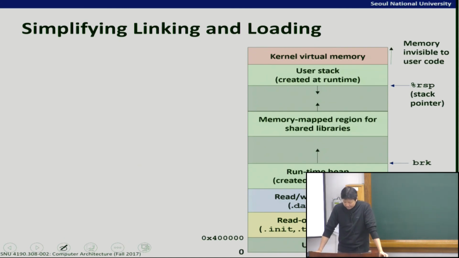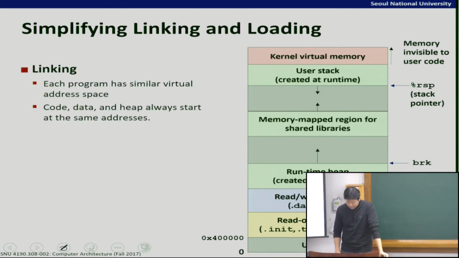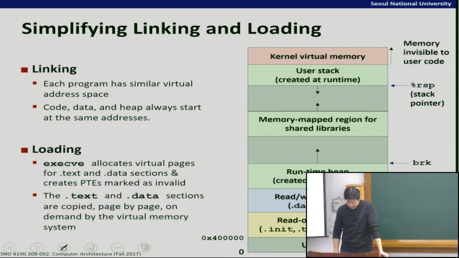Also, simplifying linking and loading. I already explained this part a little bit, because all these programs now have the same virtual address layout. For example, program code always starts at address 400000. The stack space always starts at 7FFFFFF. So you don't really have to worry about where to place each piece of data, regardless of the memory usage of other programs. Each program has a similar virtual address space, and code, data, and heap always start at the same addresses.